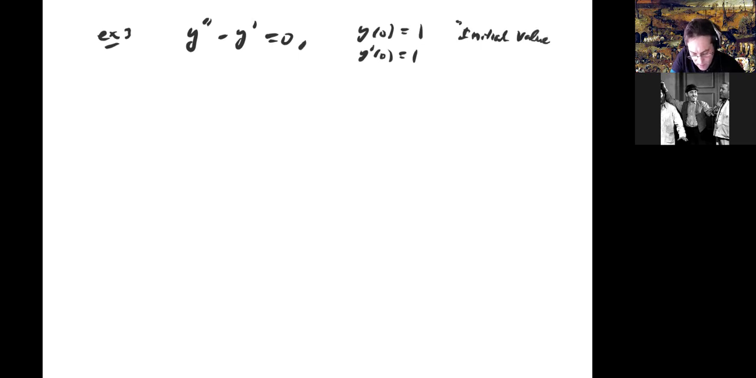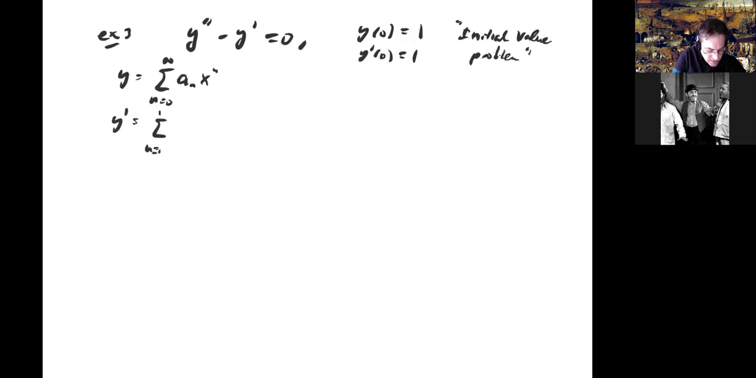Okay, so how do we do this? We do this in the usual way. We're going to let y be the summation of a sub n x to the power of n, going from 0 to infinity. And then y prime is the sum, n goes from 1 to infinity, n a sub n x to the n minus 1. And then y double prime is the sum, n goes from 2 to infinity, (n minus 1) times n times a sub n x to the n minus 2.